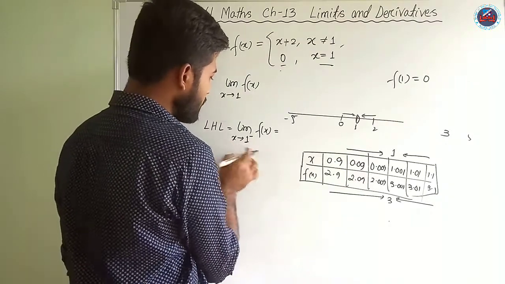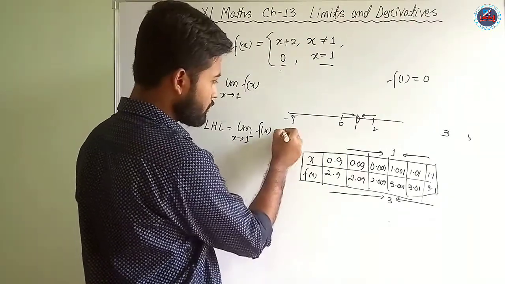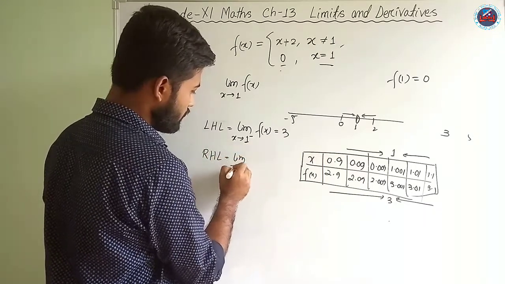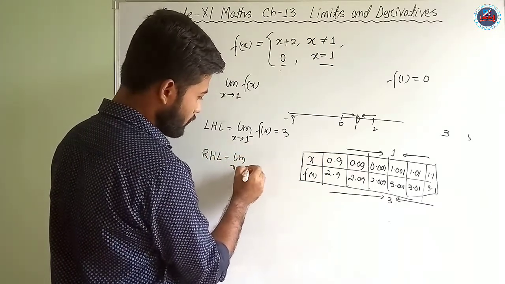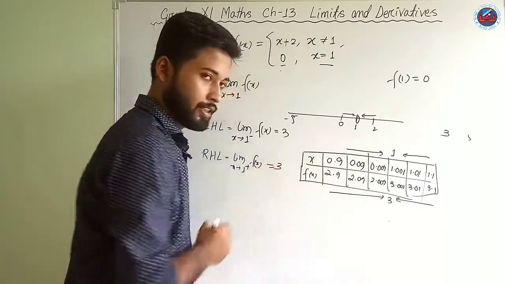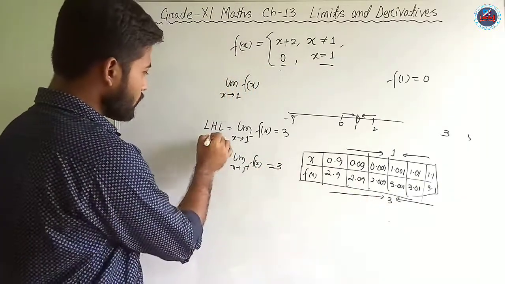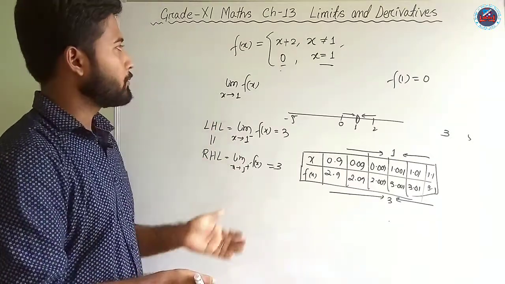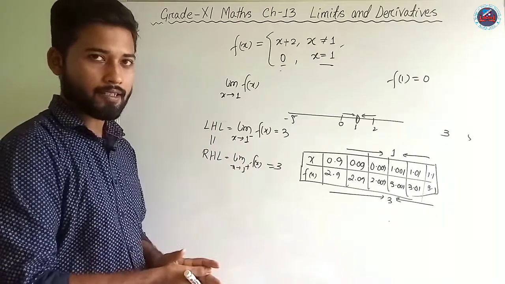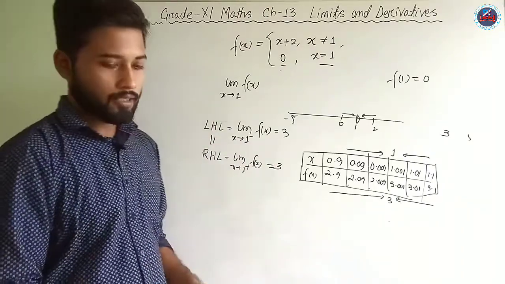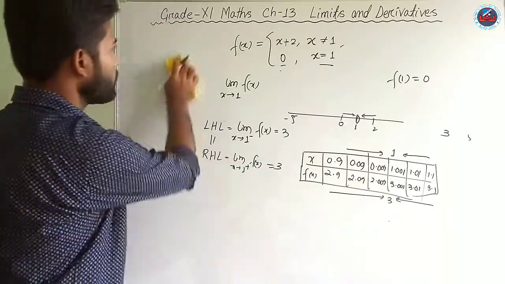So the left hand limit will be equal to 3, and in the right hand limit, x tends to 1 positive of f of x, here also it is tending to 3. Since both the left hand limit and the right hand limit are equal, we can say that the limit of the function exists. So this is another illustration, and now let us go to the algebra of limits.